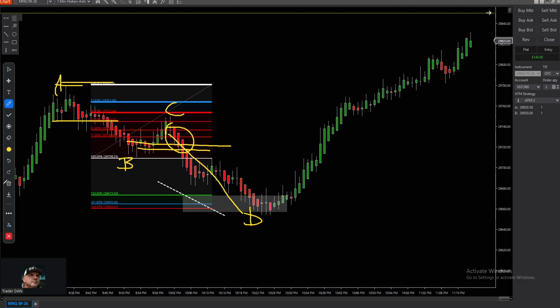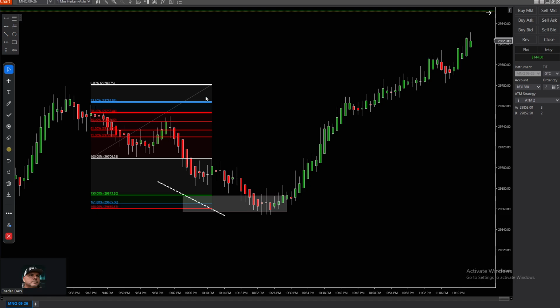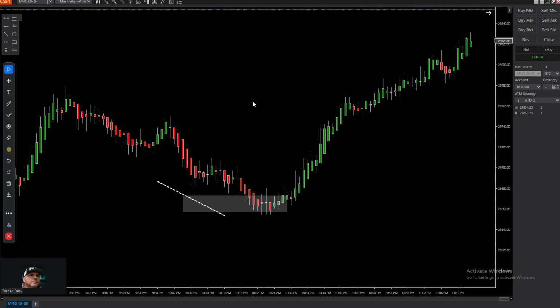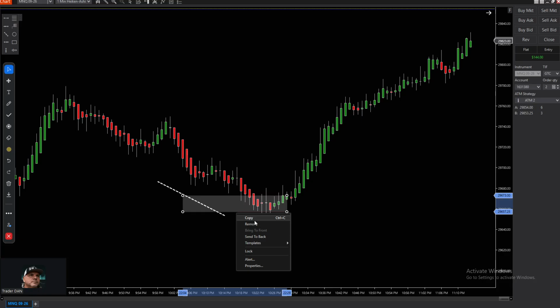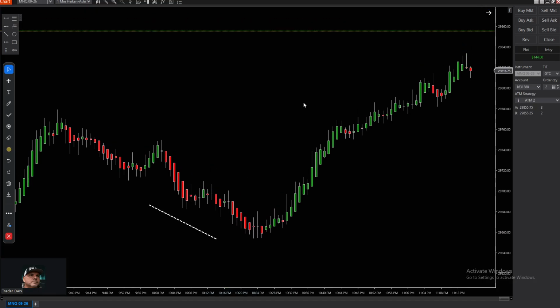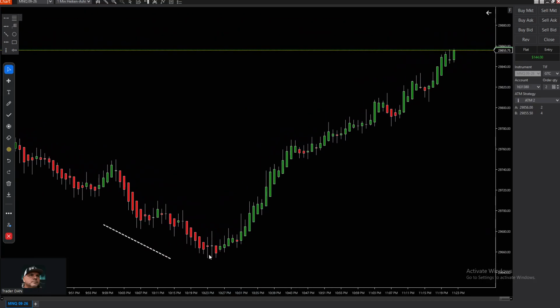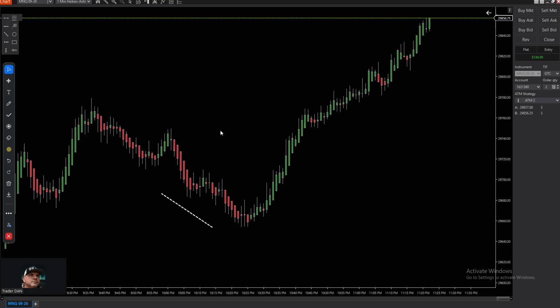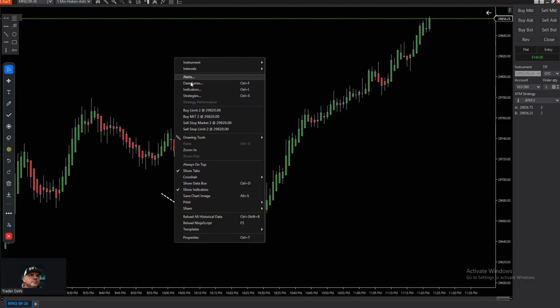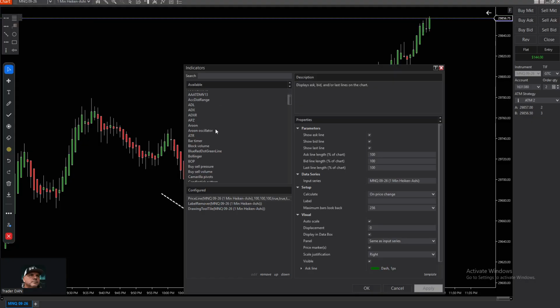So anyways, let's get into the ABC cycle and how it works and how it applies itself to all this, right? Basically, I built this thing to come out of the box working for you right off the bat. So I'm just going to right click and go to indicators. I'm going to scroll down. I have nothing on my charts, it's blank.